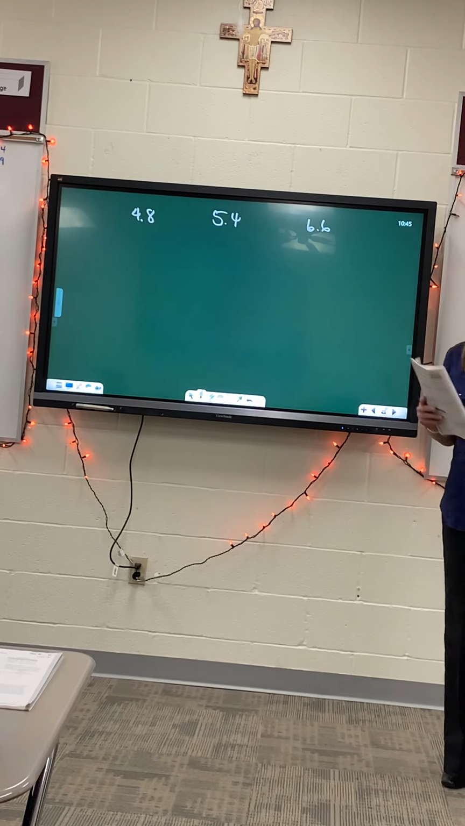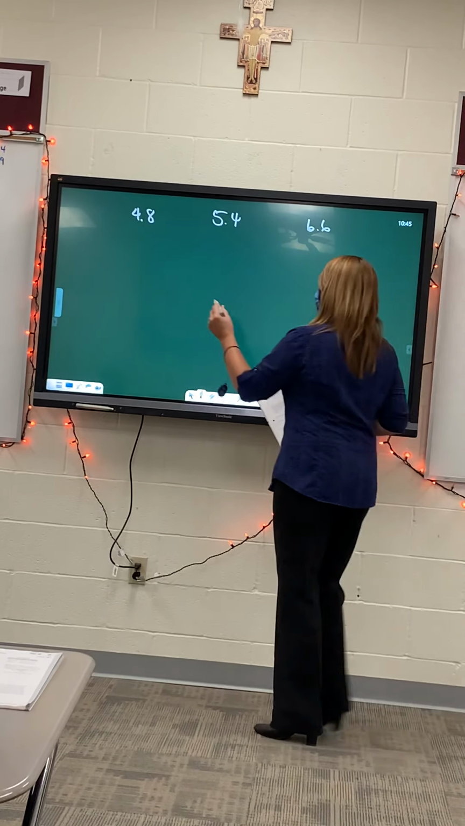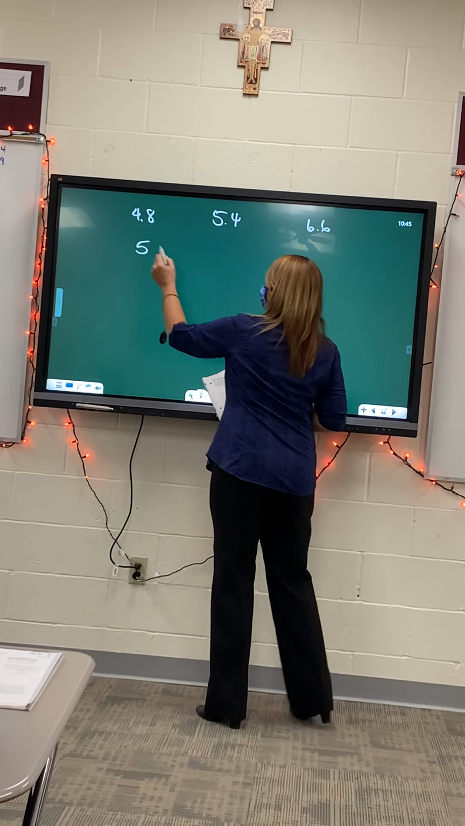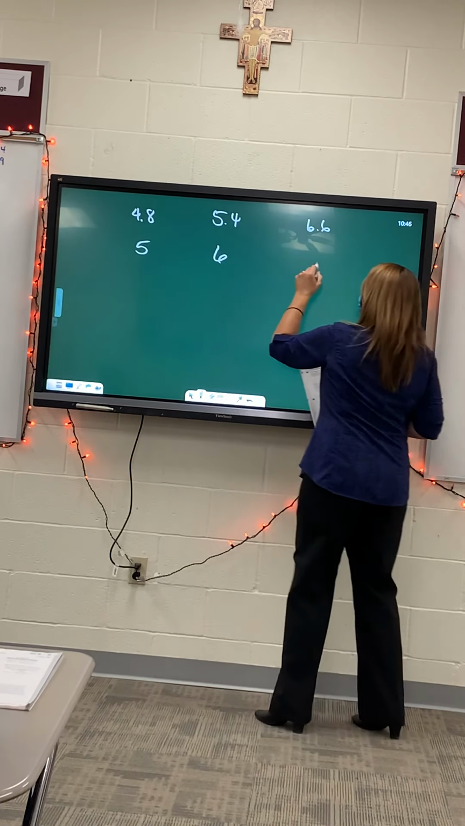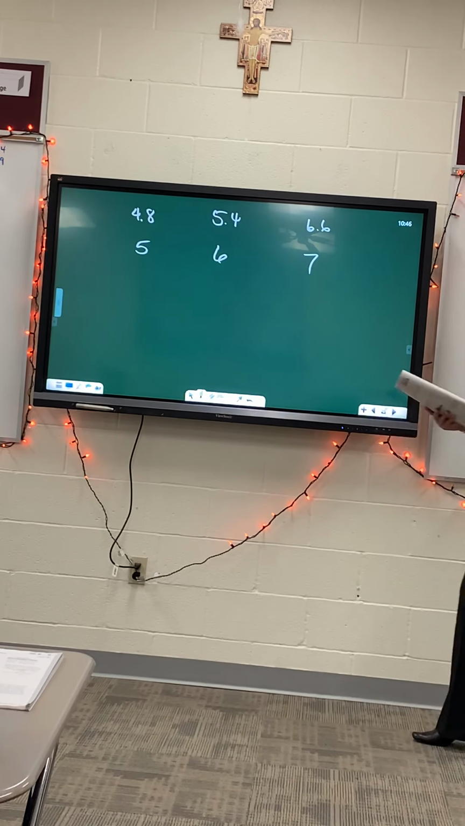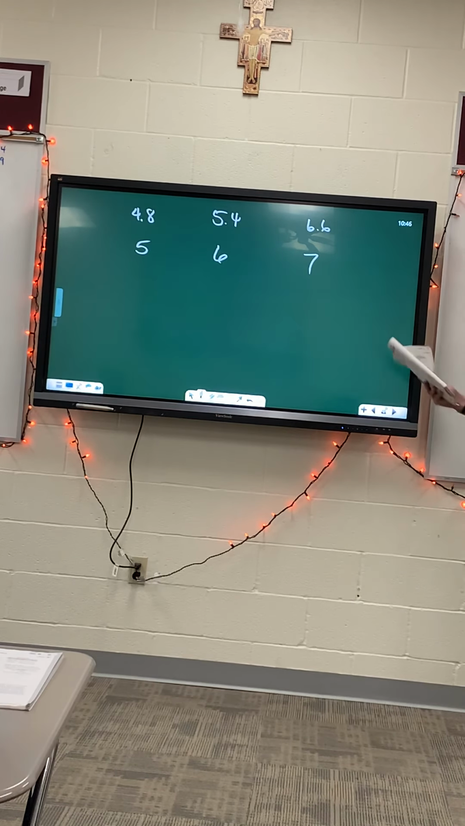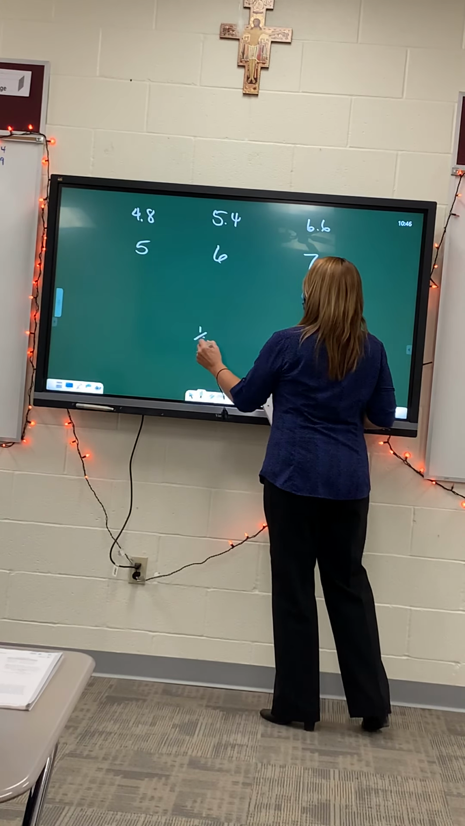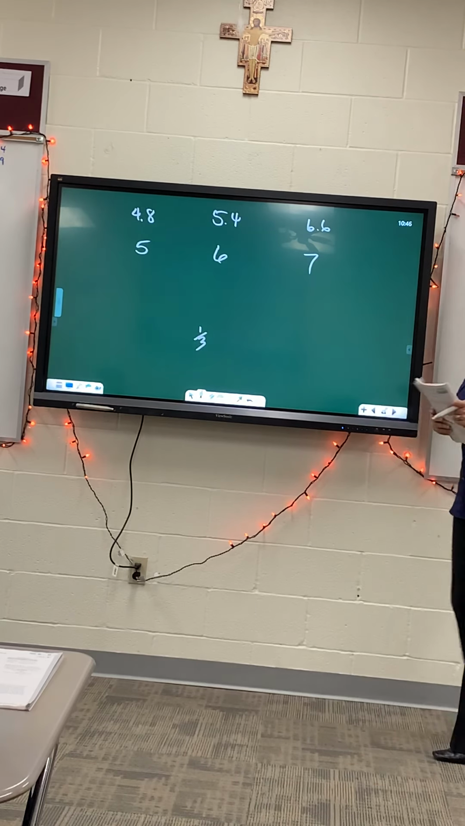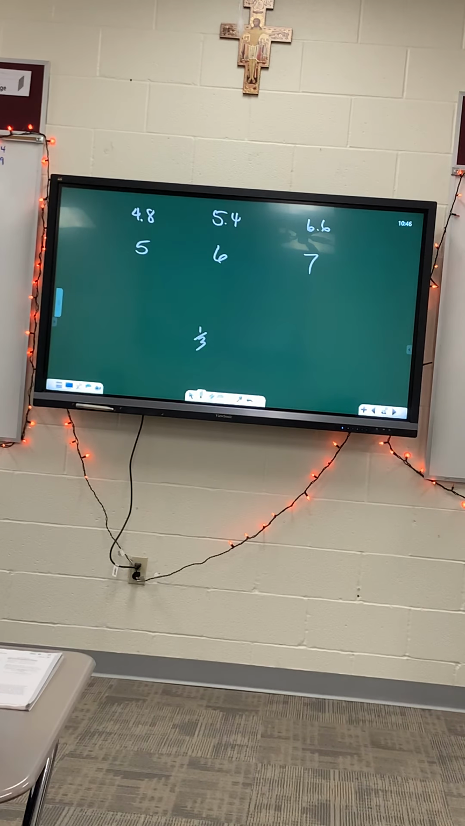Easier numbers. Okay, everybody look up here. First bottle had 5, the second bottle had 6, and the third bottle had 7. Okay, I'm just using easier numbers. She puts them all into a bottle, and she uses a third of it. Well, how much is in the bottle?